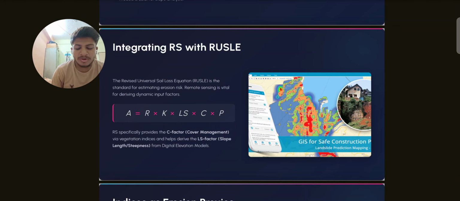Remote sensing provides spatially continuous data to estimate several of these factors more accurately than field methods. The role of remote sensing in RUSLE integration. The remote sensing data are used to derive spatial layers of several RUSLE factors, particularly C, LS, and P, while also assisting in defining R and K indirectly through spatial correlation with rainfall and soil maps.